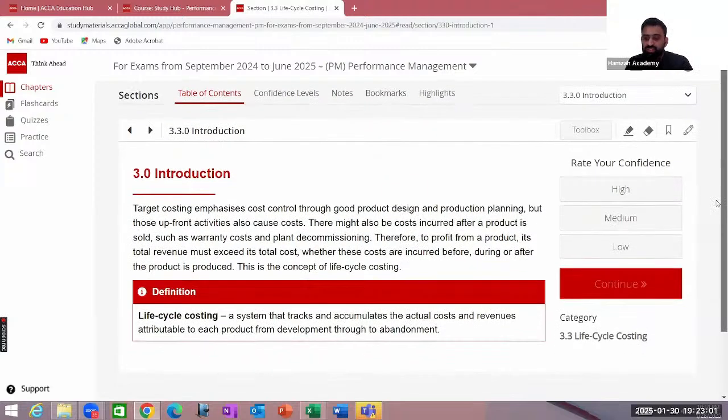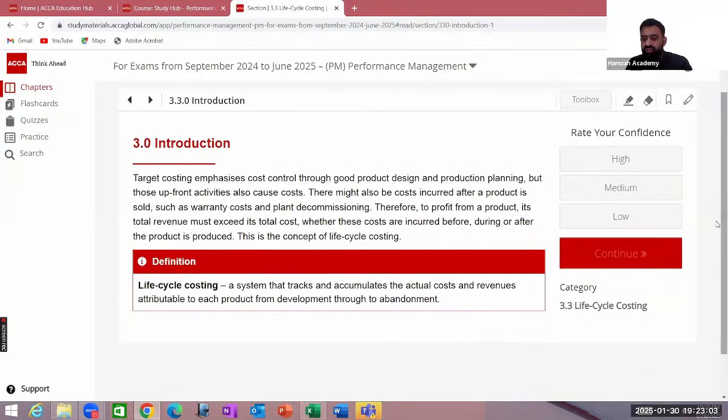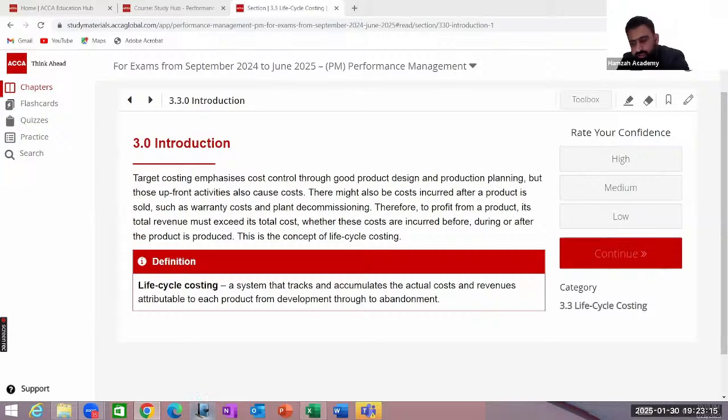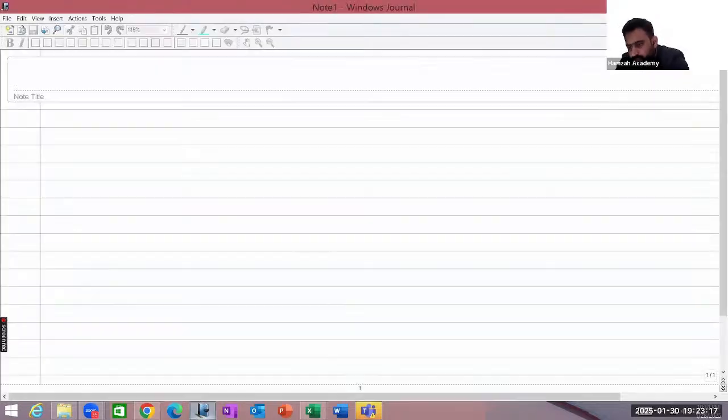Okay, so that was target costing. Now, the next concept we have is life cycle cost. Let me elaborate first of all, then we will talk about life cycle costing in detail.